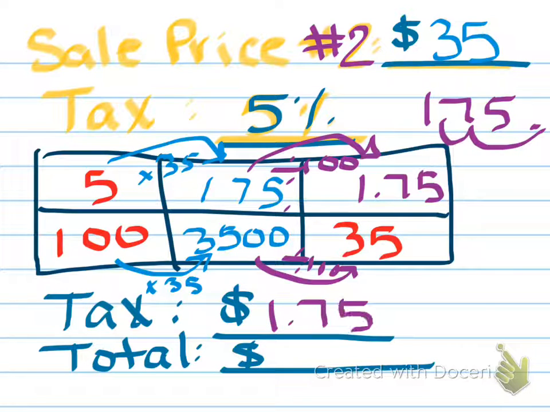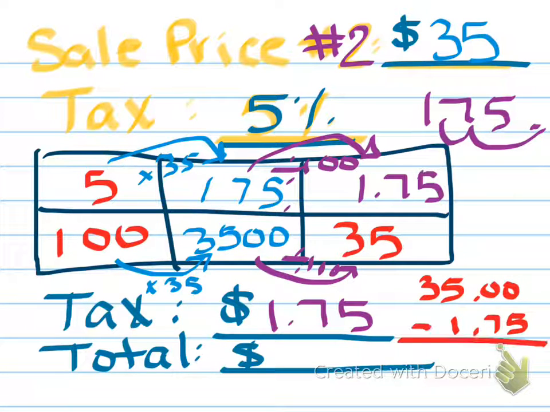So $1.75. Then I'm not done because that's how much tax I'm paying, but if you try to hand a clerk $1.75 for a $35 shirt, I think that they're going to ask you for some more money. You need to pay the $35 plus the $1.75. Remember to line up your decimals, $35 plus $1.75. Add that together, $36.75 should be your answer.